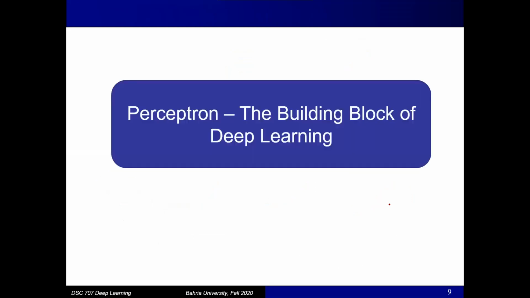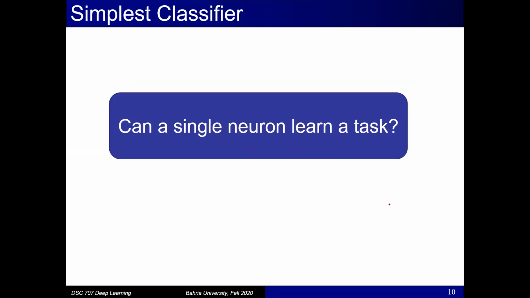Okay, so with that preamble, now we are in a position to talk about the perceptron, which is, you can say, the atom or the building block of deep learning, right? So a perceptron is actually one single neuron. There are no layers, nothing. You just have one neuron, and we want to discuss whether a single neuron can learn something, meaning can it represent something without any layers.